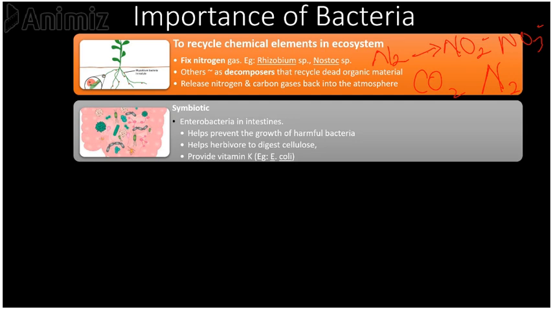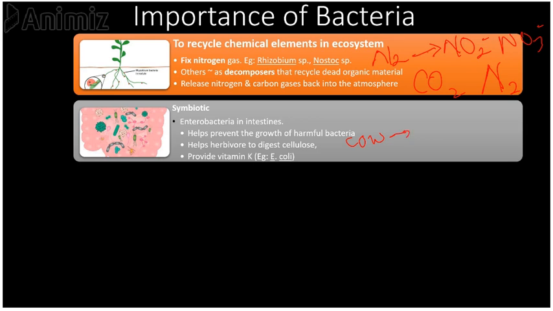Okay, other than that, bacteria also have an important role in symbiosis, especially in our intestine. So bacteria that are located in the intestine are called enterobacteria. The function of enterobacteria is that they help prevent the growth of harmful bacteria. And other than that, they also help herbivores to digest cellulose. For example, cow. In the digestive system of a cow, actually it has bacteria.